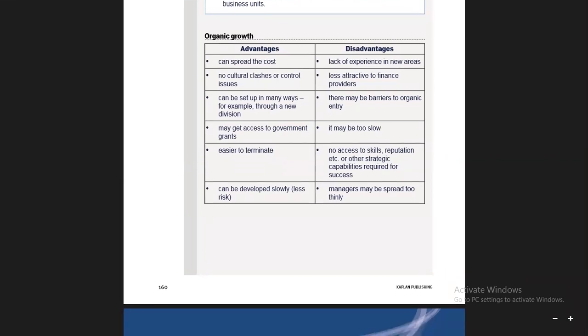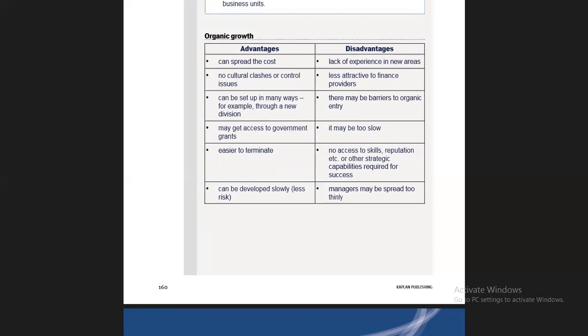So, what are the advantages of growing it organically? Can spread the cost. Yes, you can easily spread out the cost. No cultural clashes or control issues, because control is in one hand, and all the employees belong to one company, so there will be no cultural clashes, no cultural conflicts. They are sharing the same values and beliefs as the company.